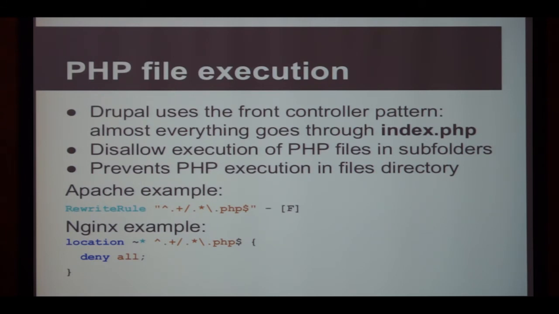And one thing that you can do on your production sites is disable any execution of PHP files in subfolders. So even if the attacker is somehow capable of putting some PHP file in your files directory or somewhere else, it will not be executed, because you have a rule in your web server configuration that only things in the root directory, like index.php, will get executed. So here are configuration examples for Apache and also for Nginx that help you protect from that.